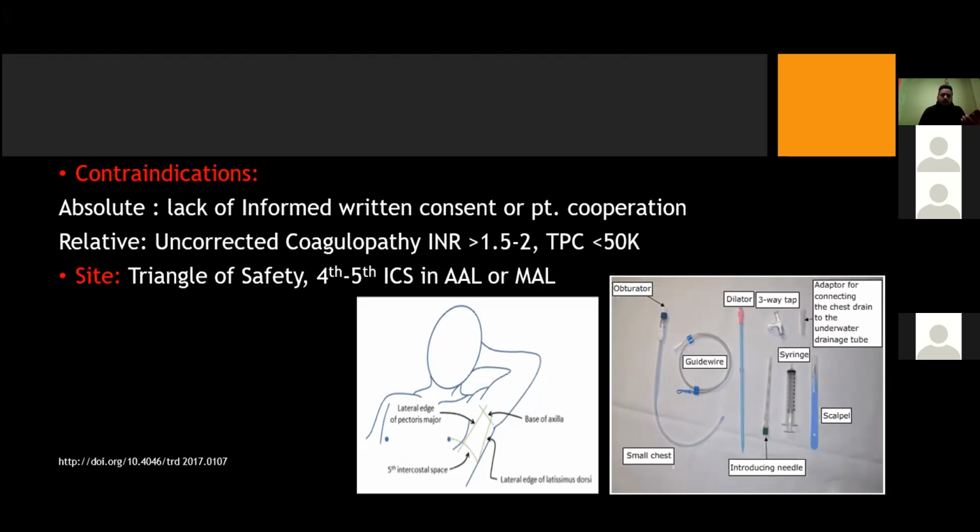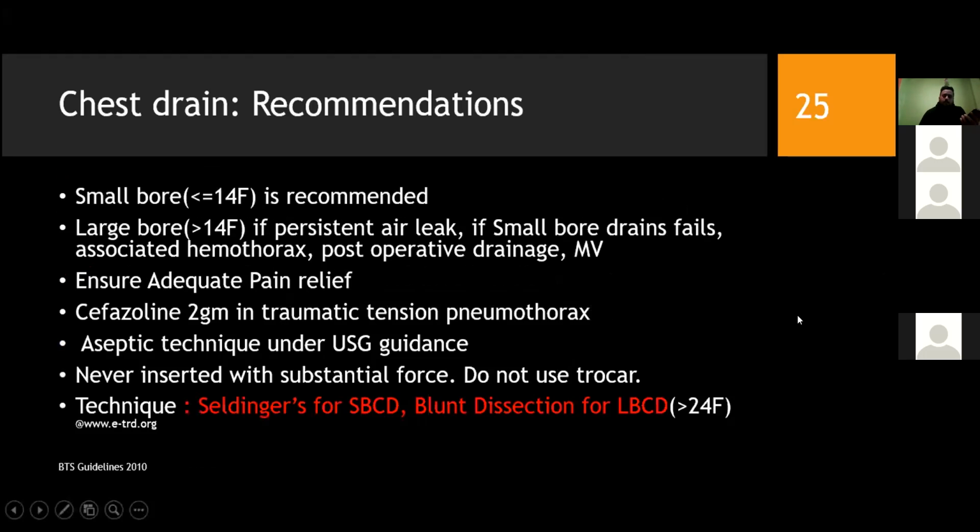Then there are relative contraindications like uncorrected coagulopathy and platelet count less than 50,000. I have discussed this in earlier slides. These are the recommendations from the British Thoracic Guidelines 2010: a small bore of less than or equal to 15 French is recommended for a tension pneumothorax. We should not rush to put a large bore chest drain into a tension pneumothorax.